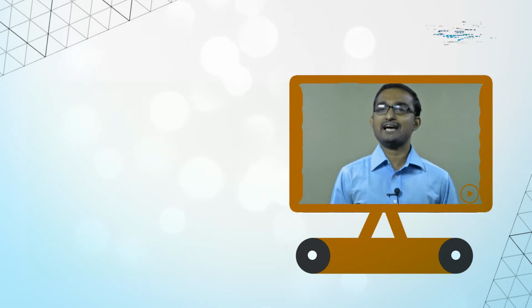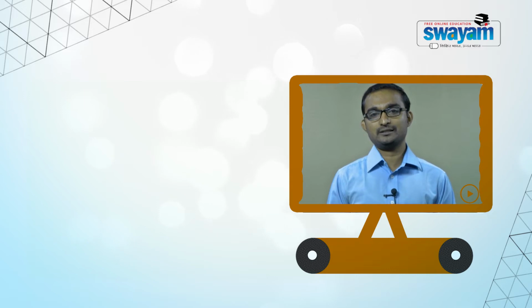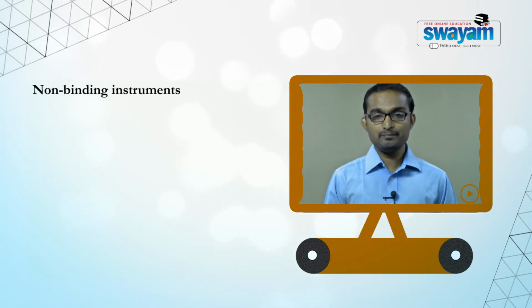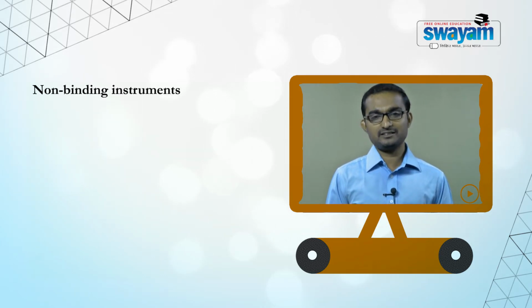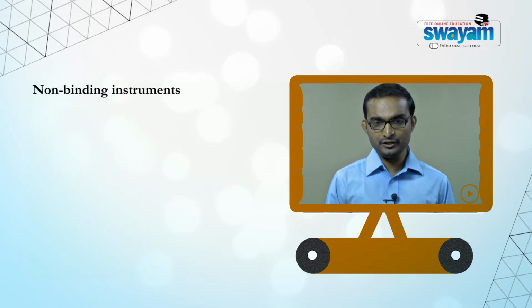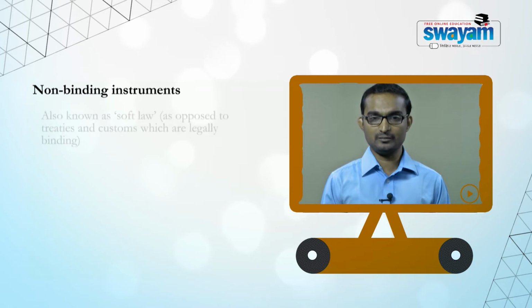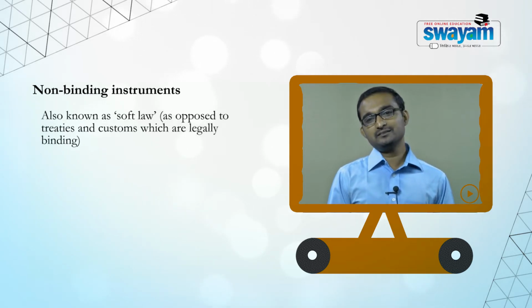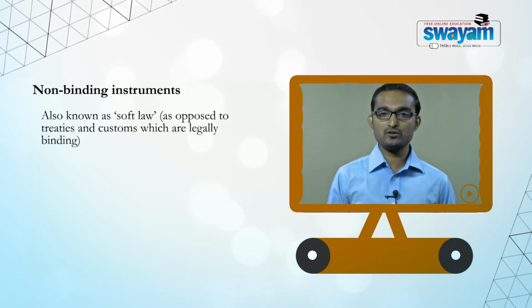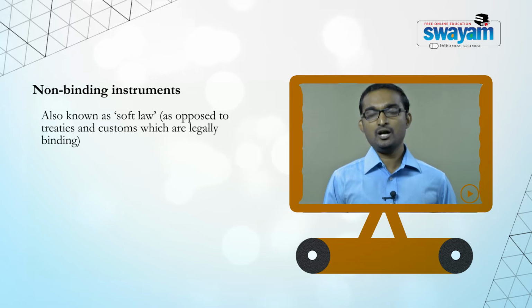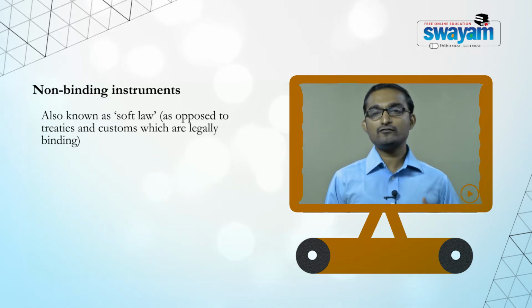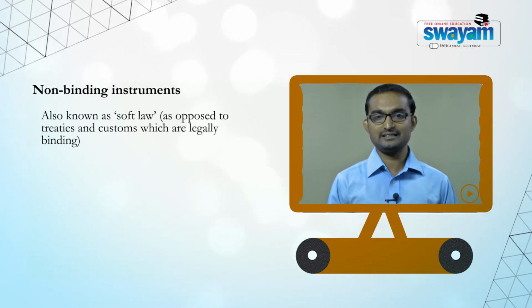In addition to these treaties and customs, we also have several other instruments which are non-binding in nature, but still they play a significant role in the development of international environmental law. First of all, there are several other terminologies. The most prominent terminology used in the context of these non-binding instruments is soft law. The origin of this word is as opposed to what we call treaties and customs. Treaties and customs are legally binding in nature, whereas these soft laws are non-binding in nature. Or at the most, we can say these soft law instruments are persuasive in nature, as opposed to legally binding in the case of treaties and customs.